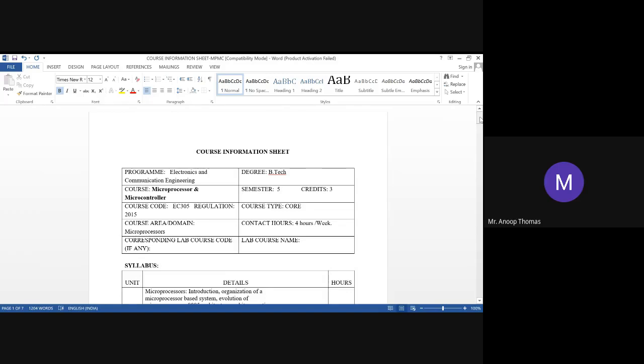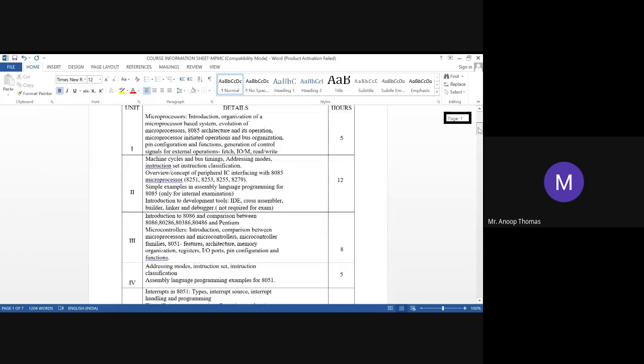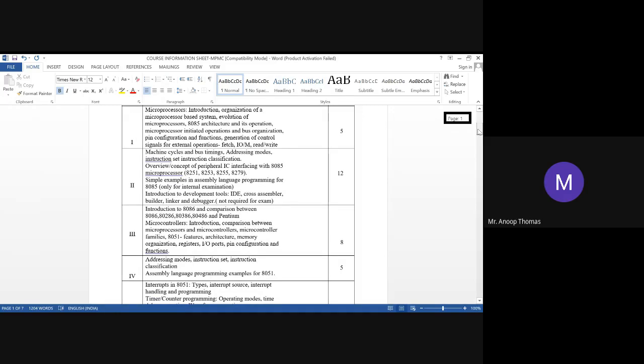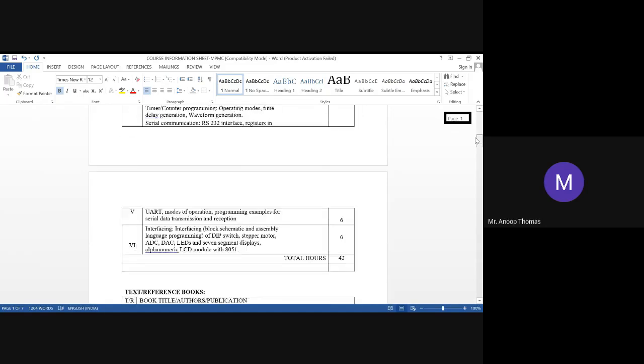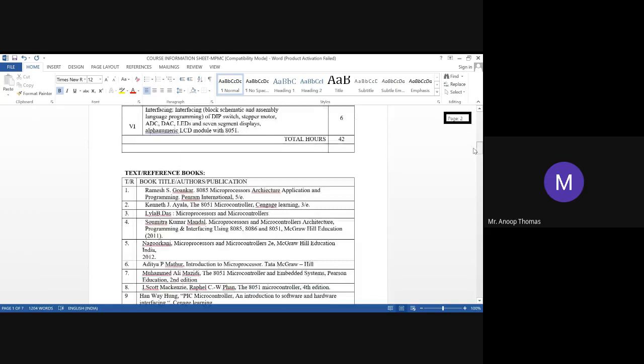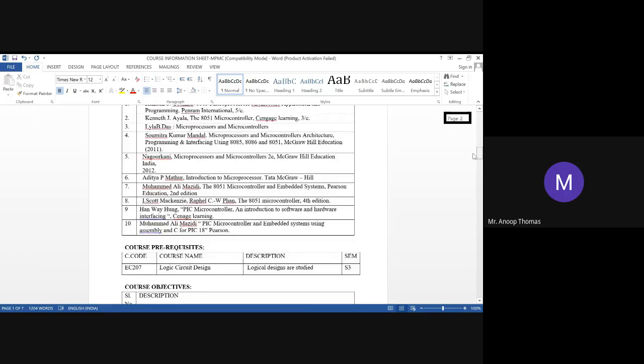Okay, so the first part of the CIS is basically the description of the syllabus itself, and the number of hours which are used. We have already seen the syllabus in detail, so the syllabus is again written here with respect to hours. The next part discusses the references and your textbooks, again as discussed as part of your syllabus.